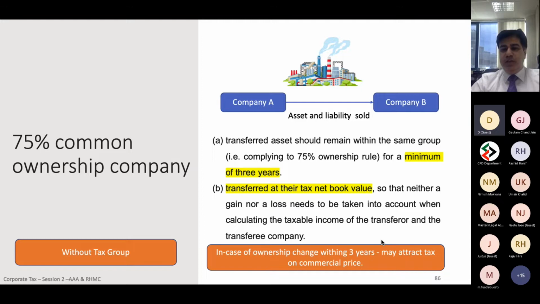In case of ownership change within 3 years, it may attract tax on commercial price. So this is where the catch is. If you believe that you will not be able to retain that asset for a long time and the commercial value is going to jack up at a later stage, better you pay the taxes and relax. Otherwise, you need to look at this principle. Maintaining KYC, or UBO, is becoming an integral part of this tax planning. So whenever you are buying shares between group companies, make sure that you have not taken a tax benefit in the previous period and end up losing that tax benefit or going in a wrong direction.